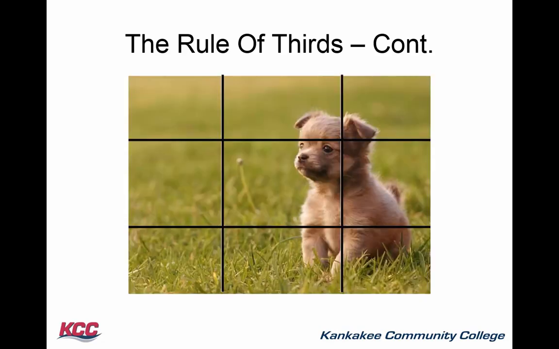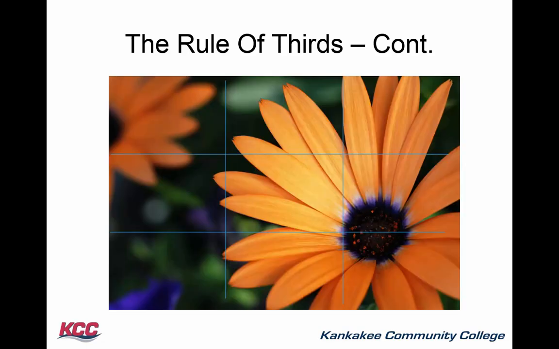Over here we have this puppy. Now the puppy, the sweet spot is right about here. The star of the show is right here, and it's just about on that intersection. It doesn't have to be perfect, but it has to be close. We have the 2 horizontal lines and the 2 vertical lines. They're evenly spaced, breaking the image into thirds, hence the rule of thirds.